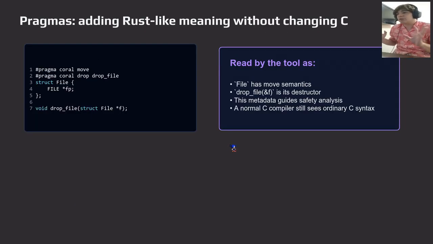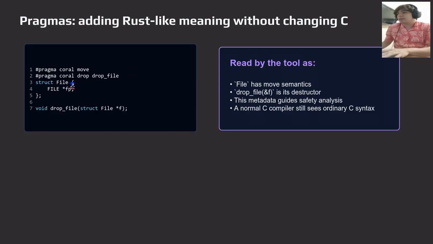And now let's talk about pragmas. This is a thing in C that is a compiler directive, and so basically we can define this thing, Coral, which is the name of their static analyzer or their new syntax, and they have a bunch of declarations for move and drop file.